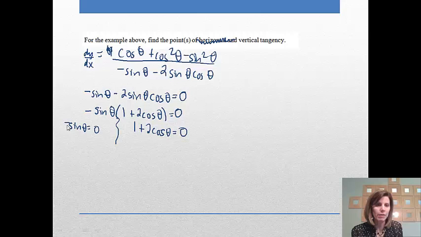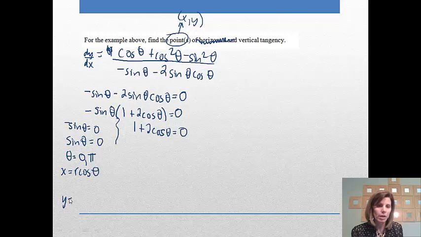And when I do that, if I divide out my negative, I'll still have sine of theta equals 0, and then I'd be thinking, where does the sine equal 0? And that would be at 0 and pi. And we'll just assume that this is from 0 to 2 pi just to simplify matters a little bit. And since it says to find points, usually points are represented by x and y, so that's what we're looking for. So since we found our theta values, we know that x is equal to r cosine theta and y is equal to r sine theta.